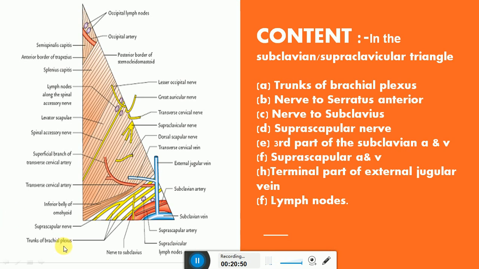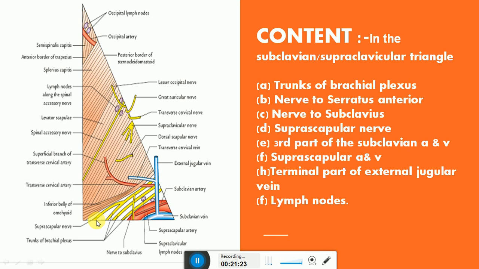Next is the nerve to subclavius. Somewhere here we should have drawn the nerve to serratus anterior, but in this diagram it is not seen. Next nerve is the nerve to subclavius, which will supply this muscle. Then the supraclavicular nerve. This one is the supraclavicular nerve.